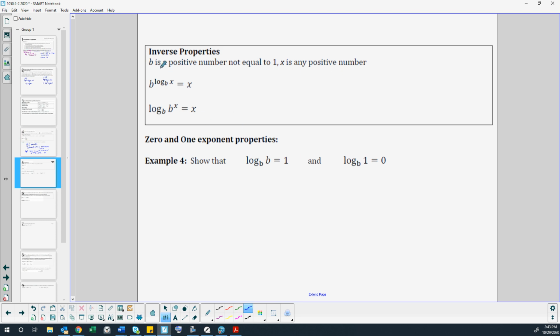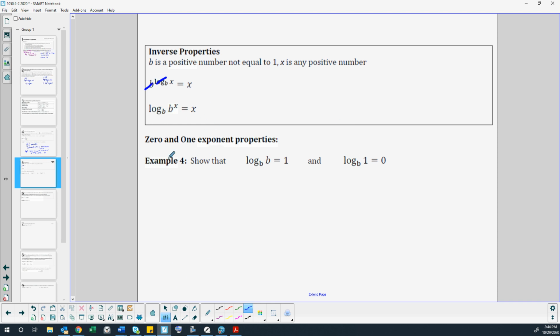Okay, then we have inverse properties. This first one's a little weird, but the whole idea is that exponentials and logarithms are inverses of each other. So if you have an exponential and a logarithm with the same base, they basically cancel each other out. So b to the power of log base b of x is just going to be x, because the exponential and the logarithm cancel each other out. Same idea here. Log base b of b to the x power is just going to be x, because we have a logarithm base b and we have an exponential base b, and together those inverses cancel each other out and we're left with x.